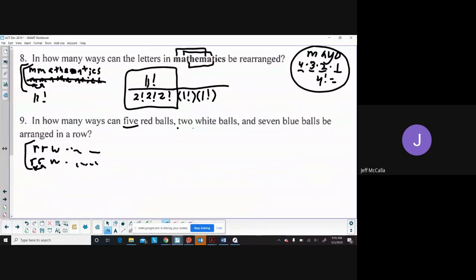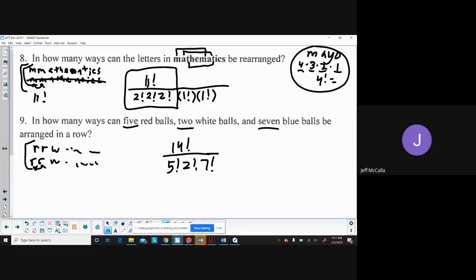So I have 5, 2, and 7. That's 9 and 5, 14. So that's 14 factorial up top. That makes sense, right? But if I do 14 factorial, I'm going to have a bunch of repeats. I don't know how many, but I have a bunch. So in the denominator, for each group of the same thing, I have 5 red balls, so I put 5 factorial. I have 2 white balls, so I put 2 factorial. And I have 7 blue balls, so 7 factorial. Anything where the order makes a difference but the items look exactly the same, whether balls or letters or whatever, gives distinguishable permutations.